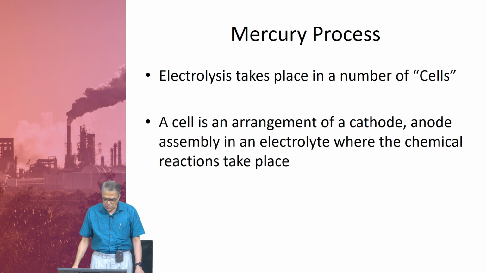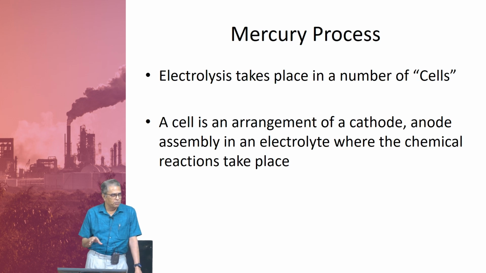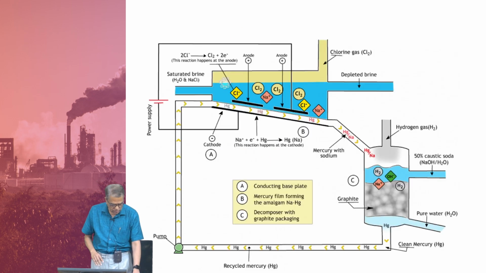The process is an electrolysis process, and it takes place in a number of cells. A cell in this definition is not a biological cell; a cell is a repeating unit. It has an anode and a cathode at a minimum, and an electrolyte, where the chemical reaction inside the cell will take place. So that is what it is.